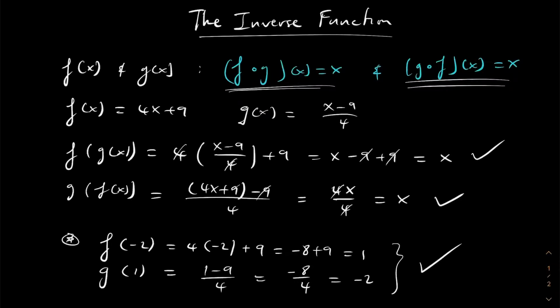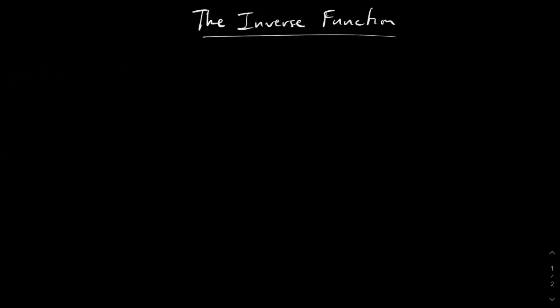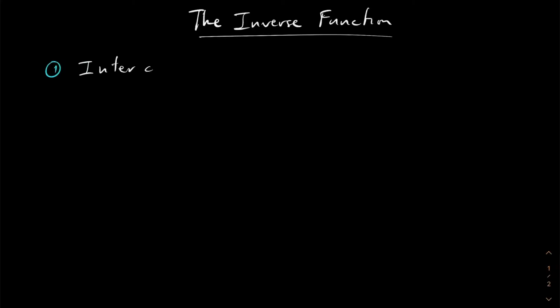Now, how do you actually find the inverse of a function if you're given one? So let me show you how to do that in 2 steps. The first step is going to be to interchange the input x and the output y, and then solve for y. And whatever expression you get after that is going to represent the inverse of your function. Let me give you an example.